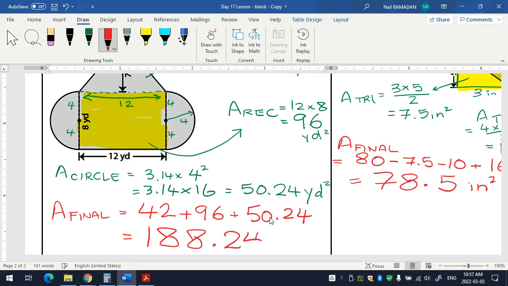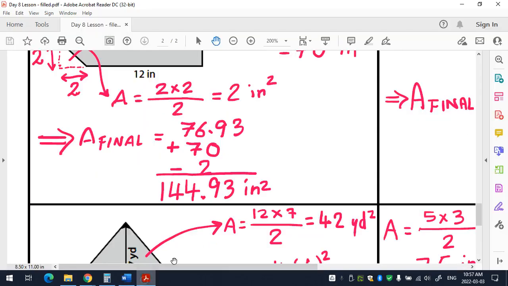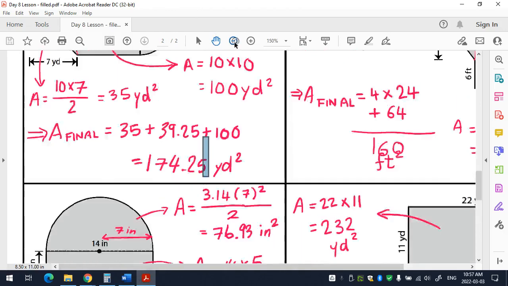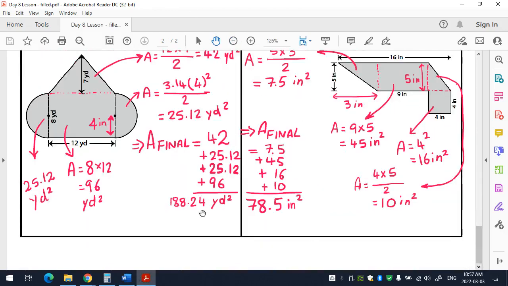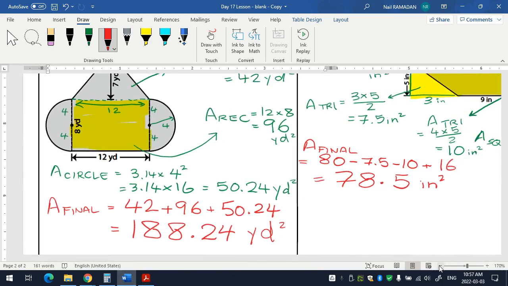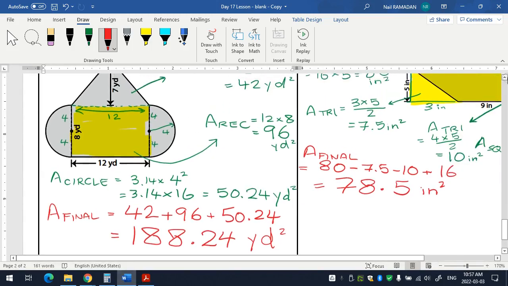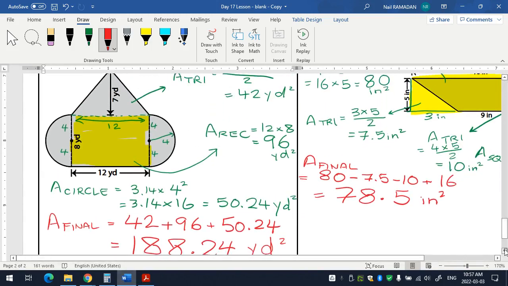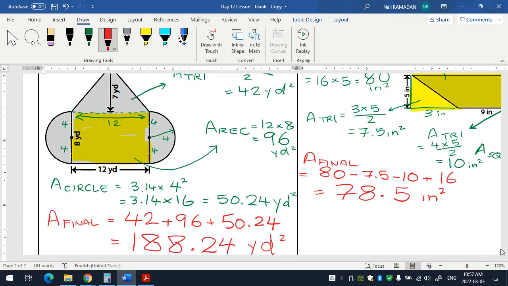In what unit? In yards. Let me just check from my original solutions. Just give me a second. Yep, life is good. Done.